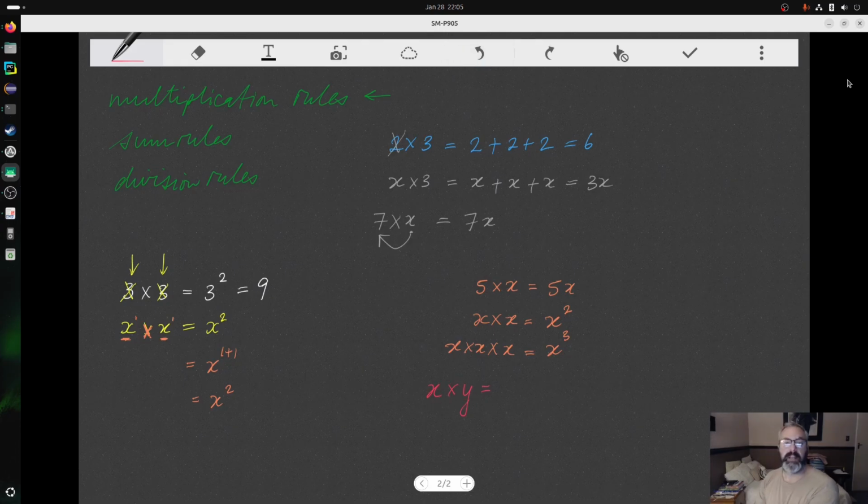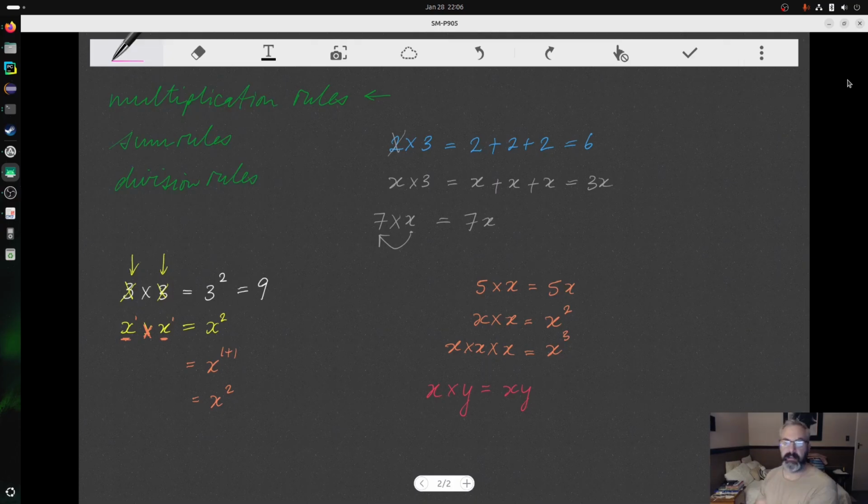So what do I do in this case? There is nothing else for you to do than to leave it in this form, xy. And xy, if I write xy, you automatically understand it means x times y. So if I give you something like this, xy, it means x times y, just like we have it here. Okay, so these are the first of your multiplication rules.